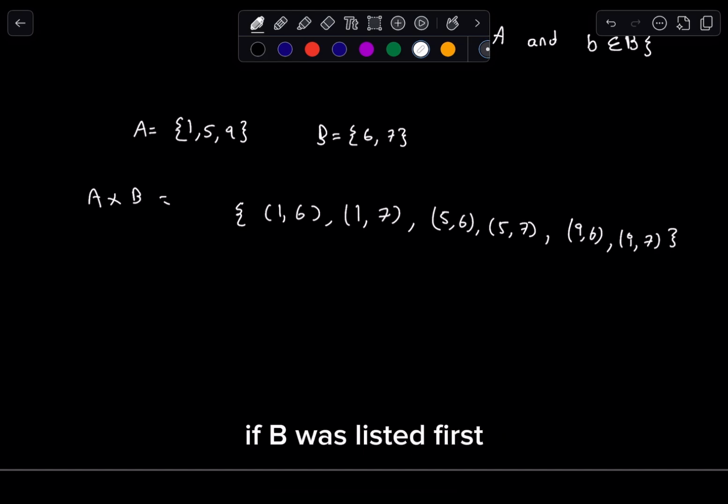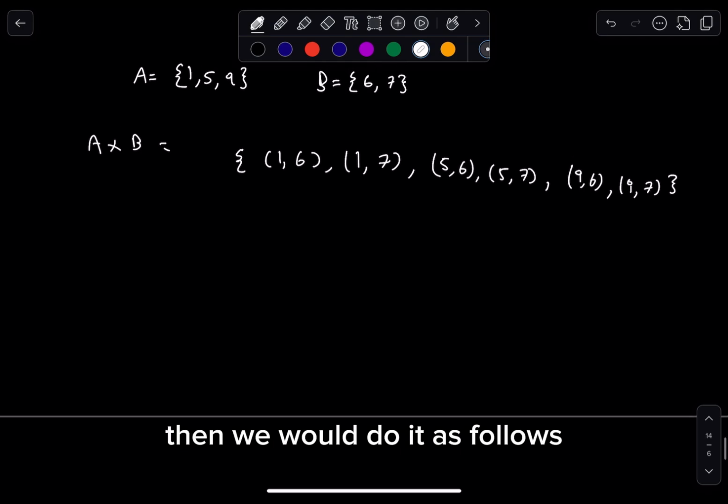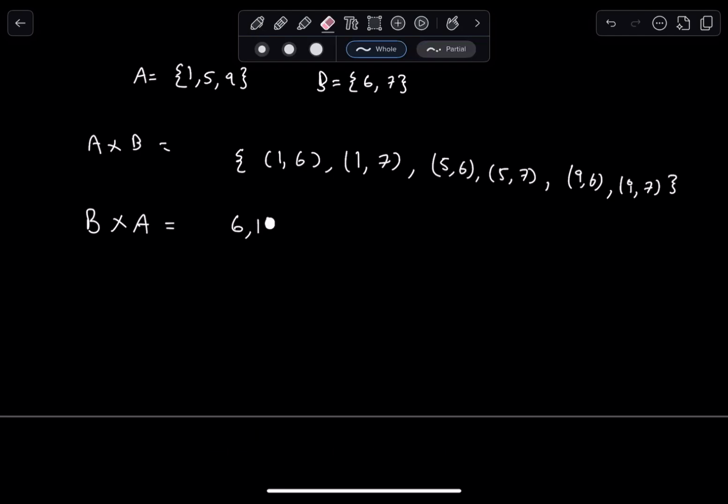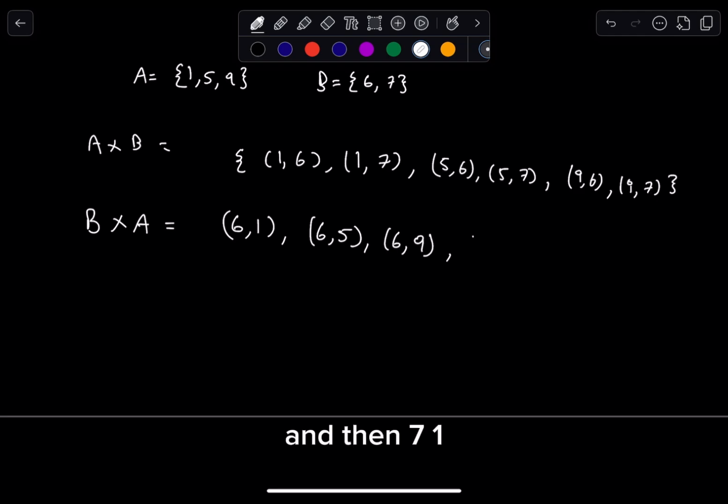If B was listed first, then we would do it as follows. B cross A would be (6, 1), (6, 5), (6, 9), and then (7, 1), (7, 5), (7, 9).